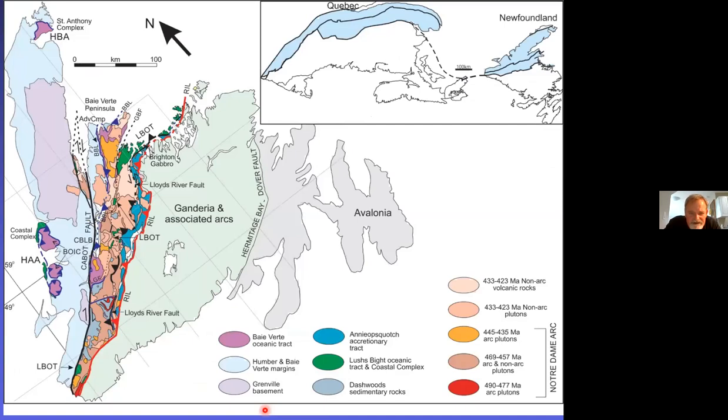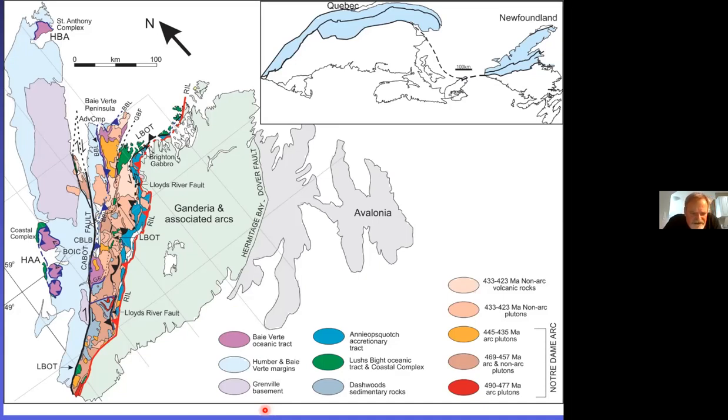Sometimes it could be, and I will give you an example of this. We go to Newfoundland, where I've worked extensively since 1990. The area with all the colors in it is called the Dashwood zone in Newfoundland, and it is underlain by rocks of the Notre Dame Arc. The two colors you have to look out for are the deep red and the pink, because these are the Ordovician arc plutons ranging from 490 to 477. Then the pink ones are arc and non-arc plutons, and they range from 469 to 457.